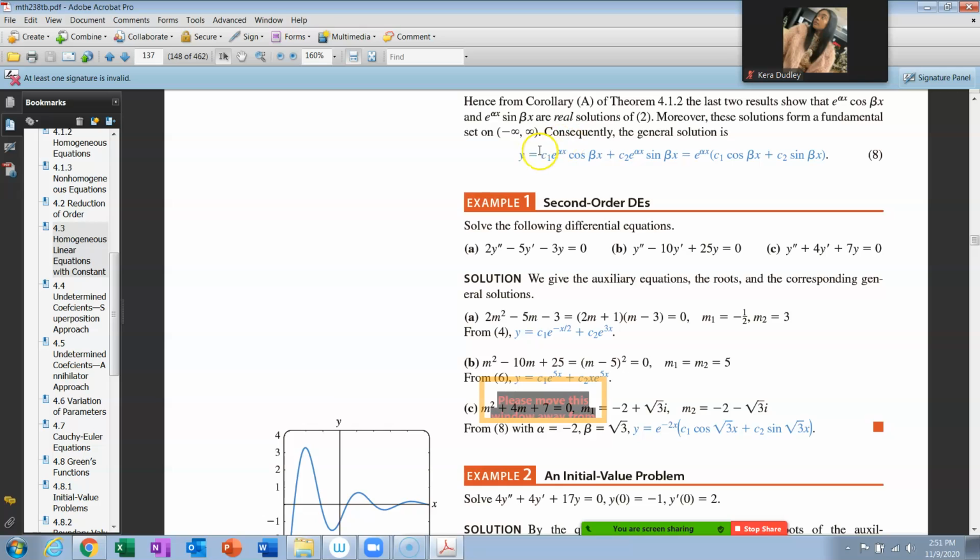When you have your M1 and M2 being complex numbers, e to the alpha x, e to the I beta x, then you can rewrite, using Euler's formula, this to be real: c1 e to the alpha x cosine beta x, plus some c2 e to the alpha x, another real value, sine beta x, okay? So you can pull out the e to the alpha x that's in both of those, and then have c1 cosine beta x plus c2 sine beta x, okay?